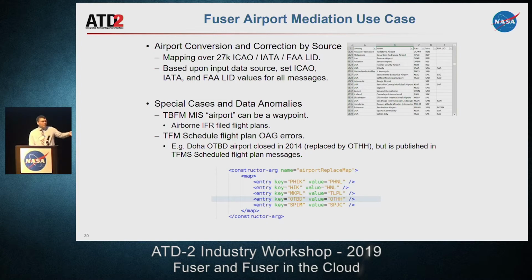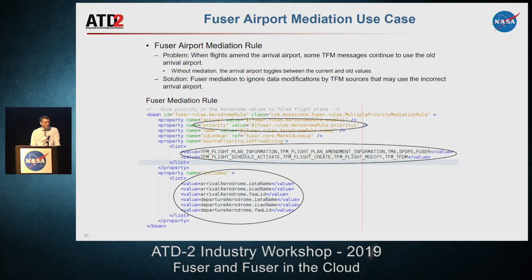But in this example, Doha, the code OTBD. That airport closed back in 2014 and was replaced by OTHH, but we still see messages that come out of TFMS, probably funneling in from some airline message, that still show that one. It wouldn't be such a problem if it were consistent, but we're seeing a mix, and then things would just toggle back and forth, and that just throws things off.